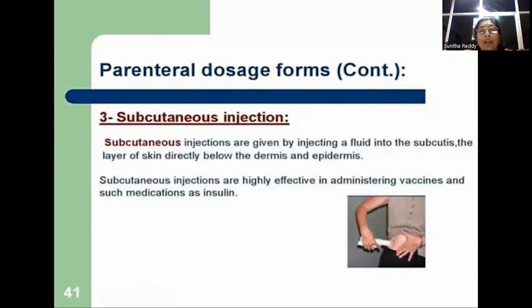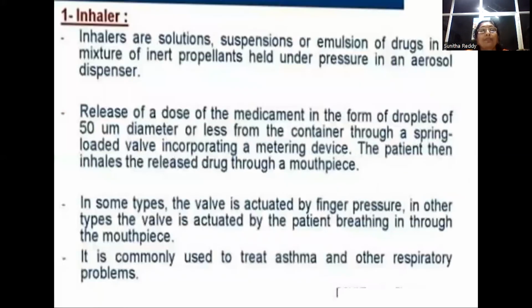Subcutaneous injections are given by injecting a fluid into the subcutaneous layer of skin directly below the dermis and epidermis. Subcutaneous injections are highly effective in administering vaccines and such medications as insulin.